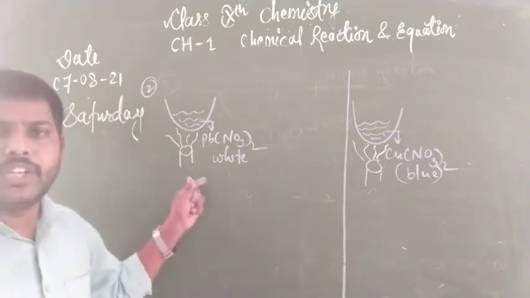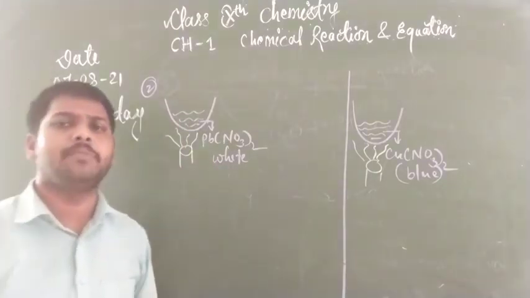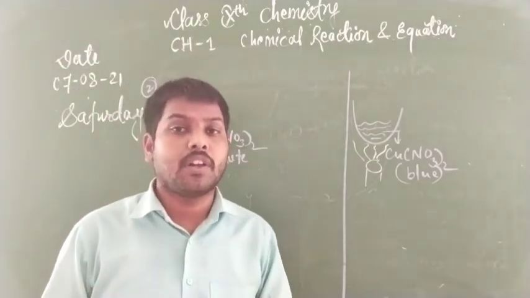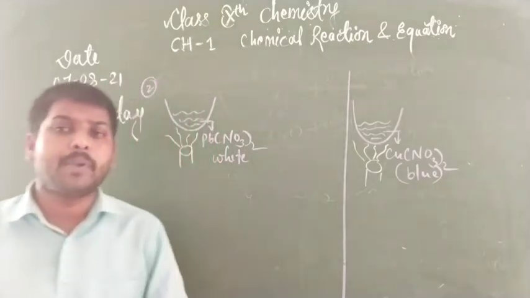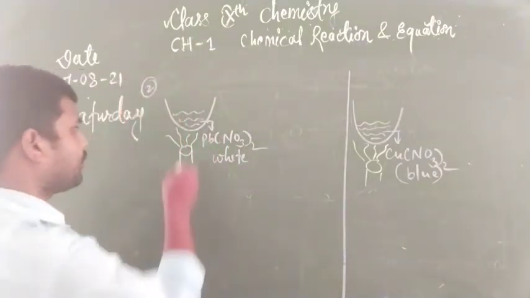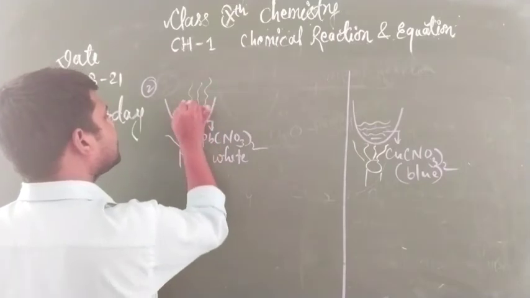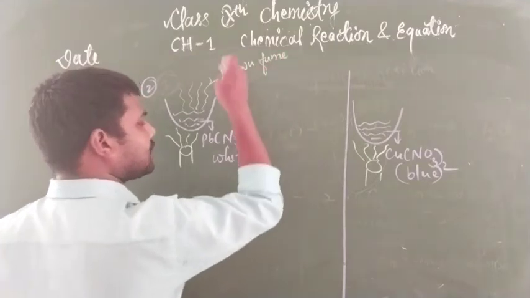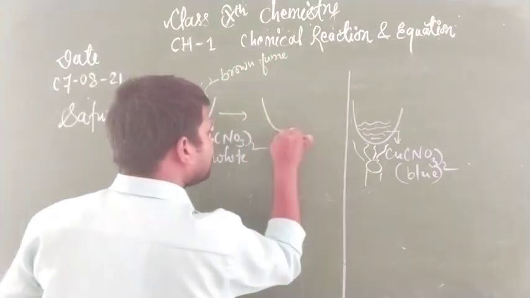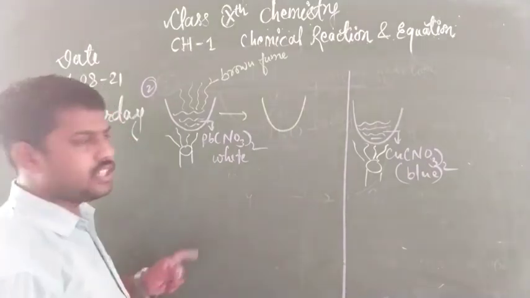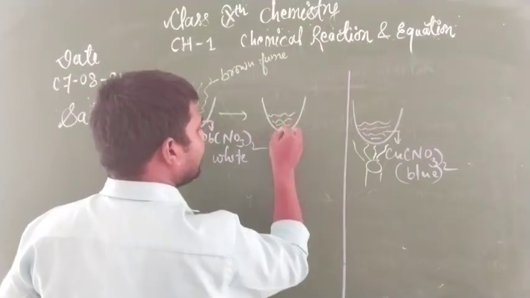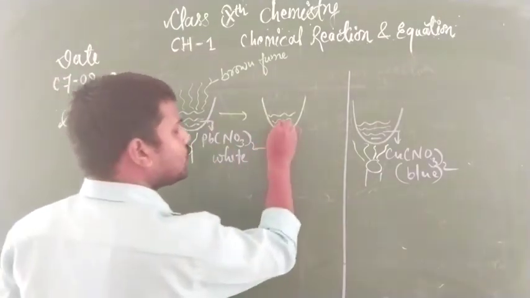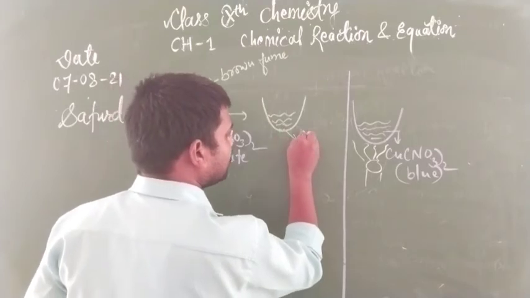When we start giving heat to this china dish, after some time, we will observe that one gas will come out in the color of brown. Clear, a brownish color gas will evolve. First observation will be that brown fumes, brown color gas will evolve, and after some time the color of this lead nitrate will change, and finally what remains inside will become yellow in color.